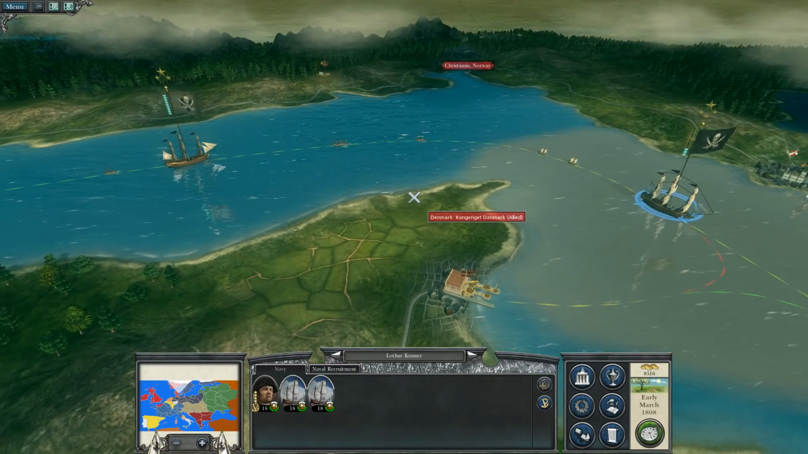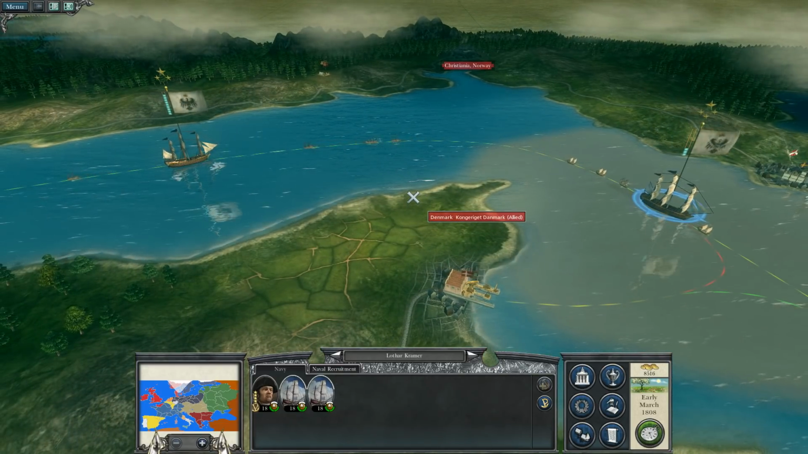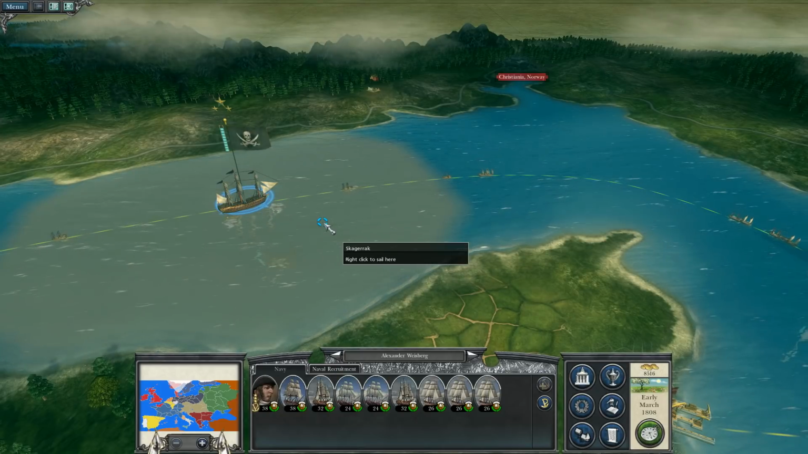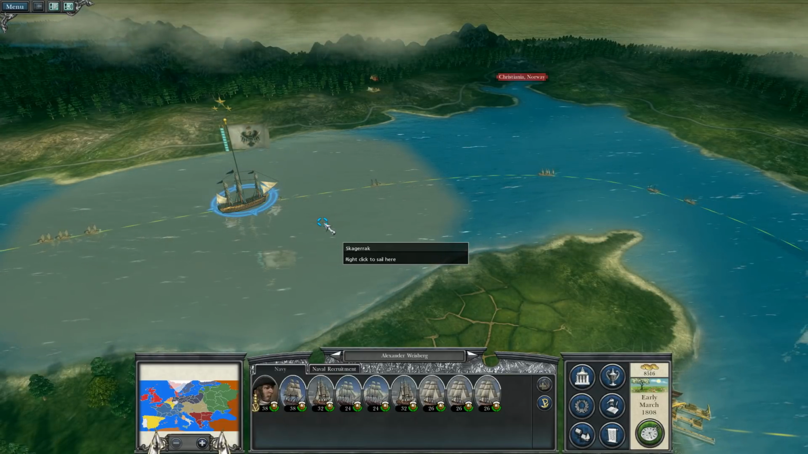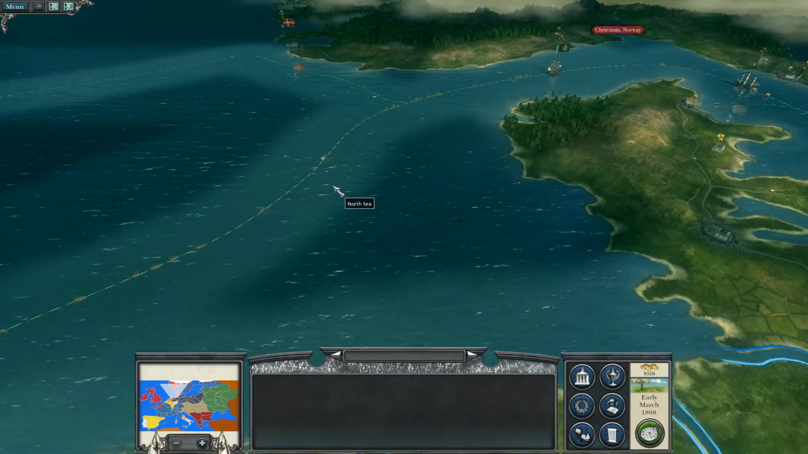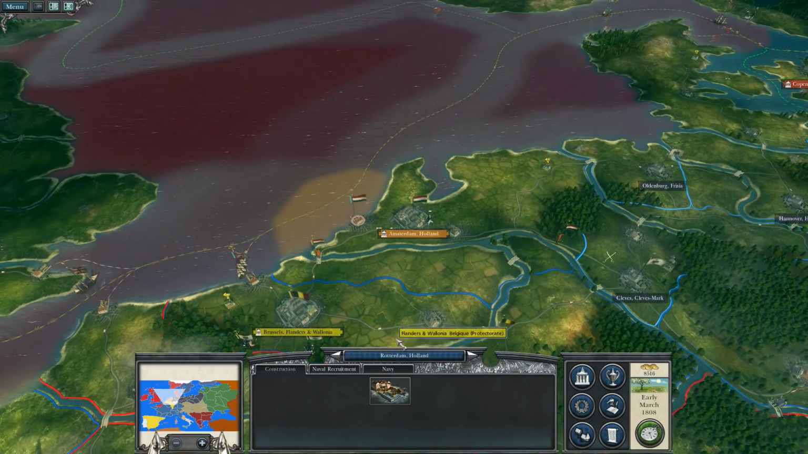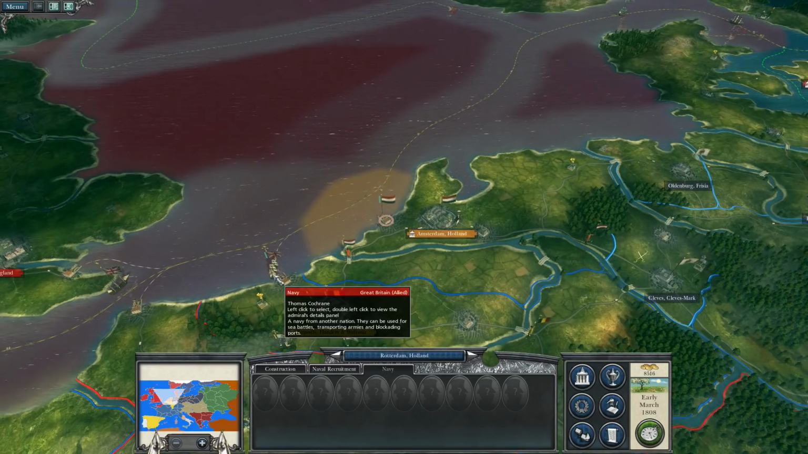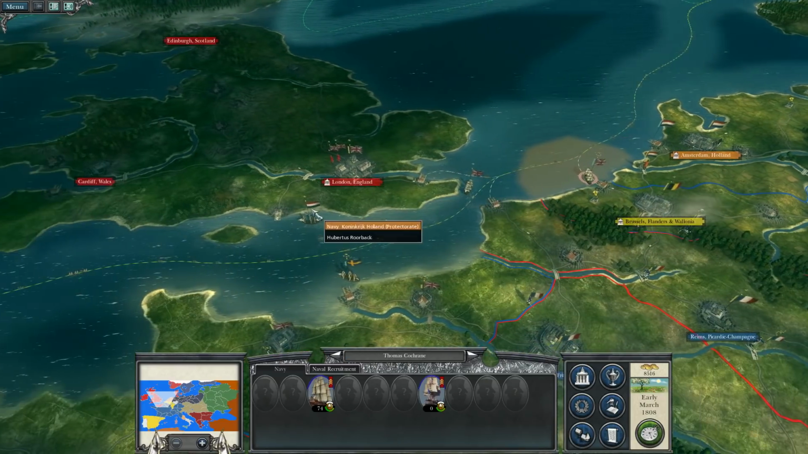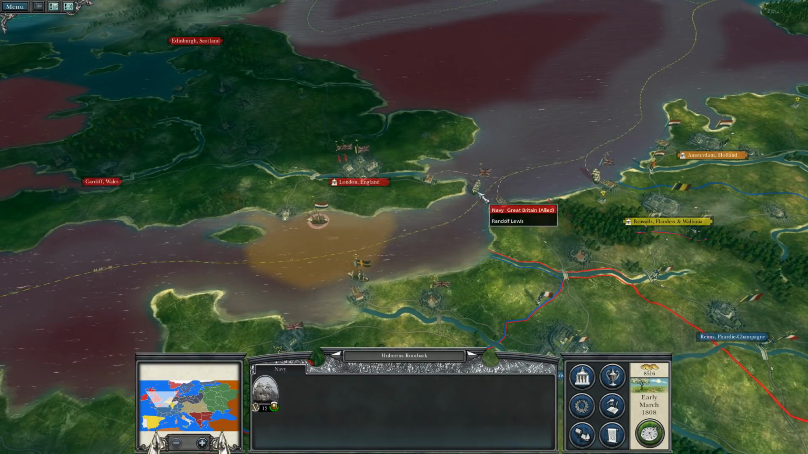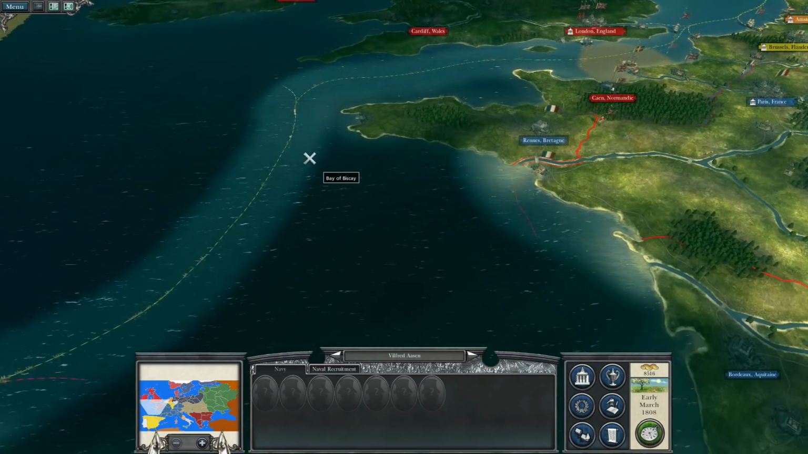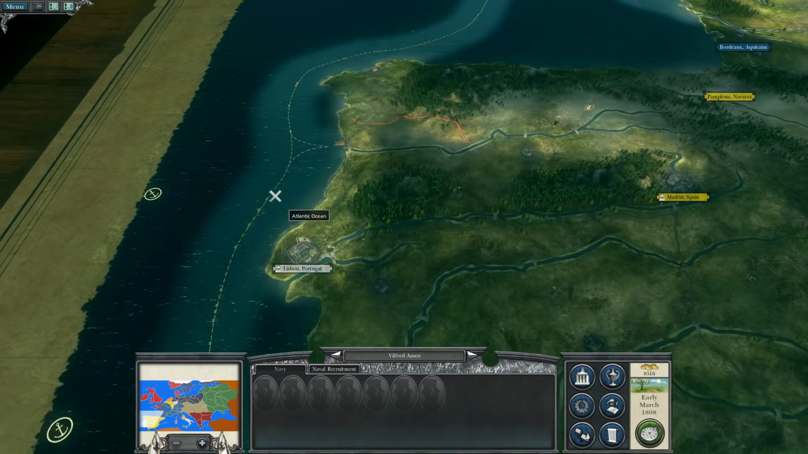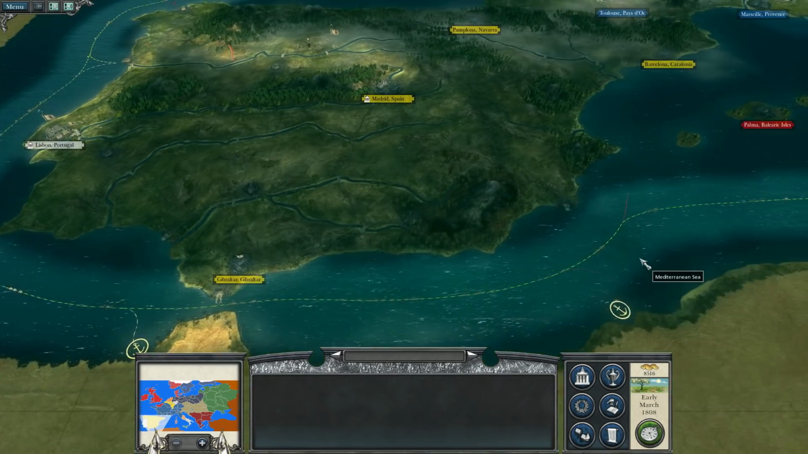Now you might wonder, why have I split the navies? Why don't I have all of them in the same one? Well, that's because the mod limits, I don't know if it's just the smaller navies that are limited, or if it's all navies, but you can actually only have 10 ships to a fleet. So I decided to split them.